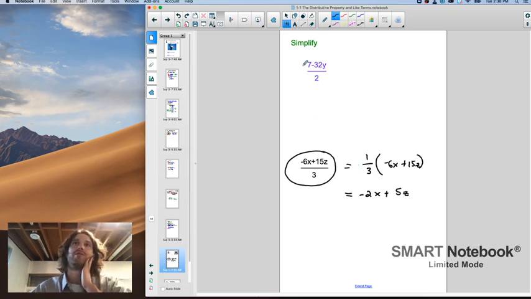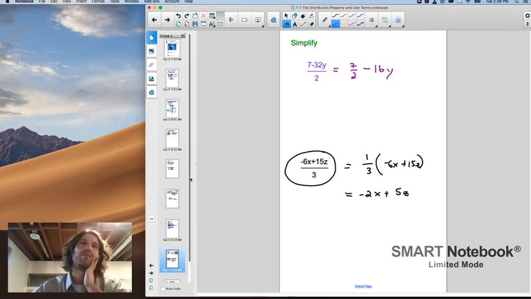Okay, so this one would have a decimal in it if you want to think about this one. In simplest form, you could write it as 7/2 minus 16y if you did the division, or 3.5 minus 16y.